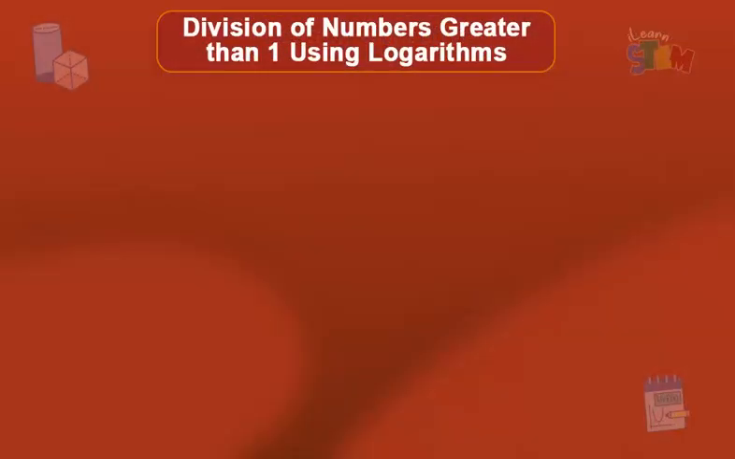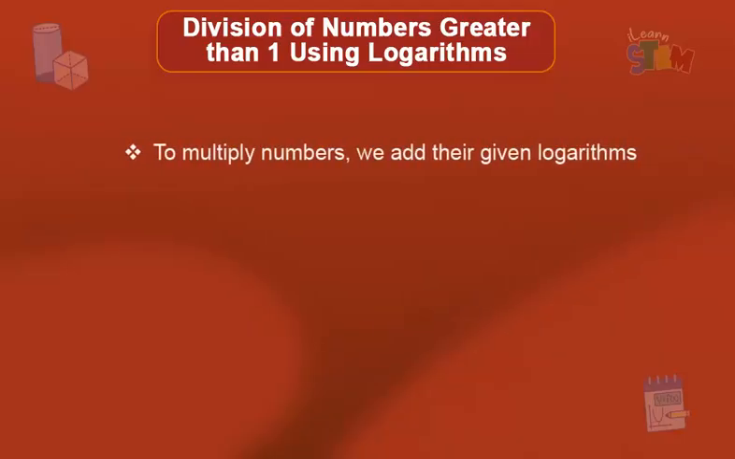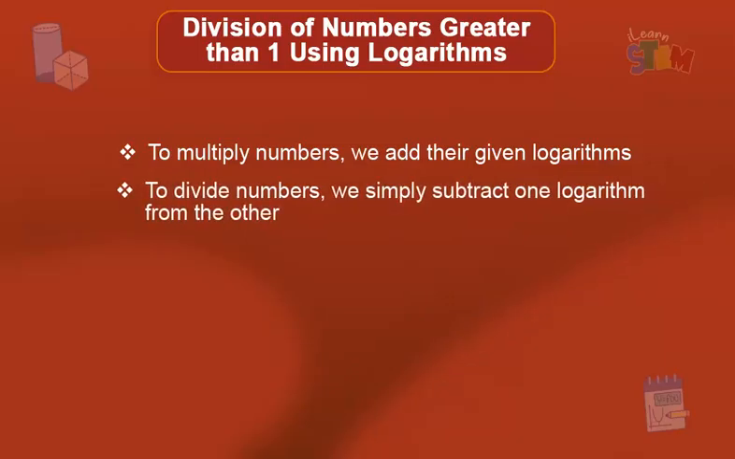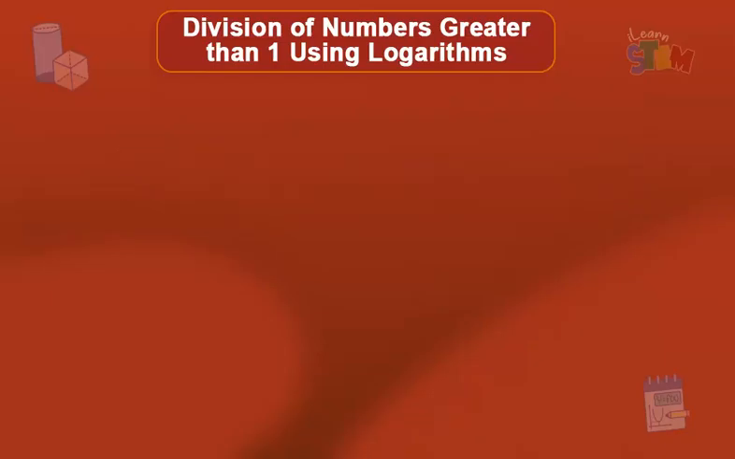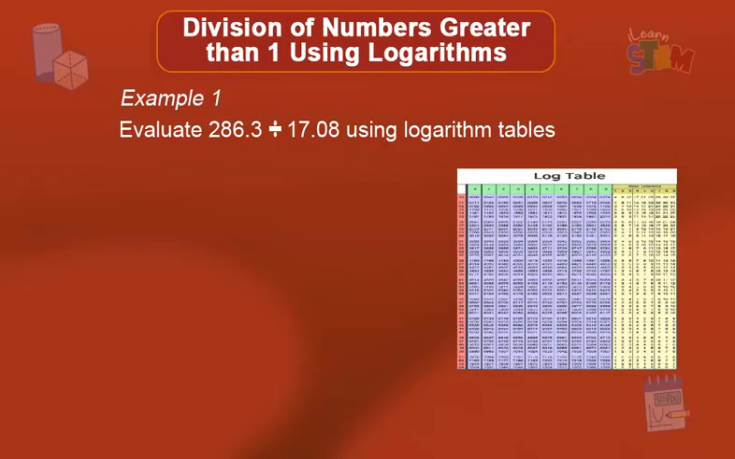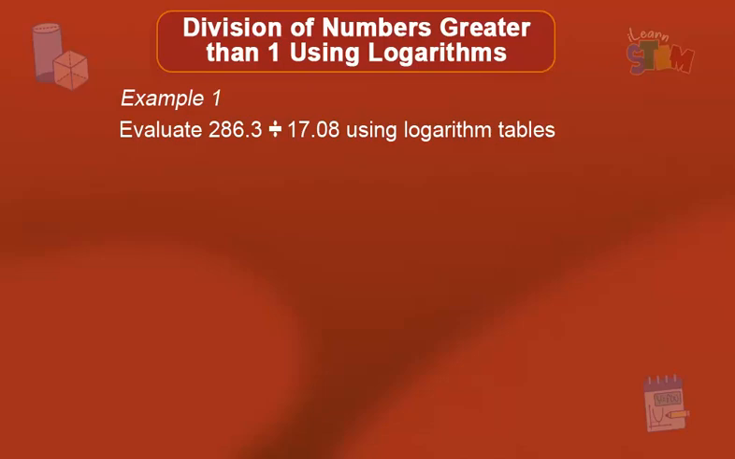Now, let's talk about division of numbers greater than 1 using logarithms. Recall that, to multiply numbers, we add their given logarithms. To divide numbers, we simply subtract one logarithm from the other. Let us study the example below. Example 1. Evaluate 286.3 divided by 17.08 using logarithm tables. Let us get our logarithm table. Let's break this down, step by step.